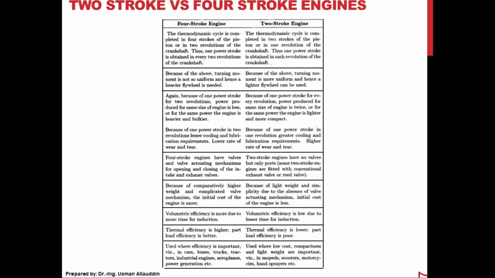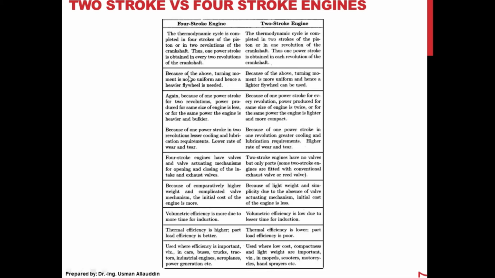But in a two-stroke engine we only have two strokes, and in these two strokes all the five key processes are completed. Since we only have two strokes, it means one revolution, and we will get power on every revolution of the shaft. So this is the main difference between two-stroke and four-stroke engines.